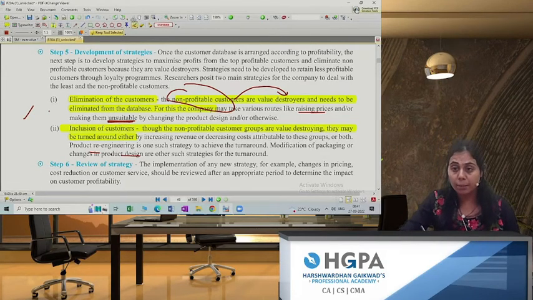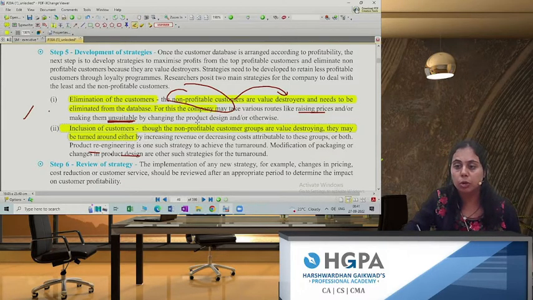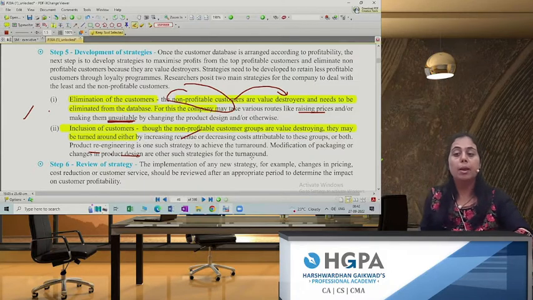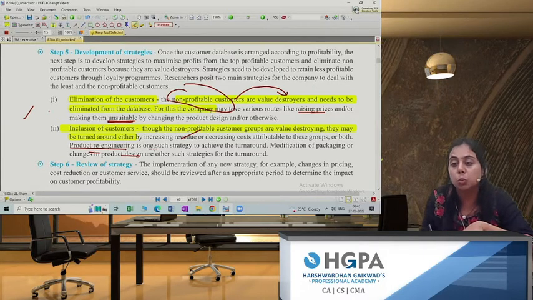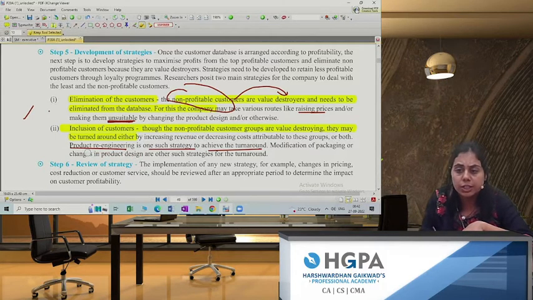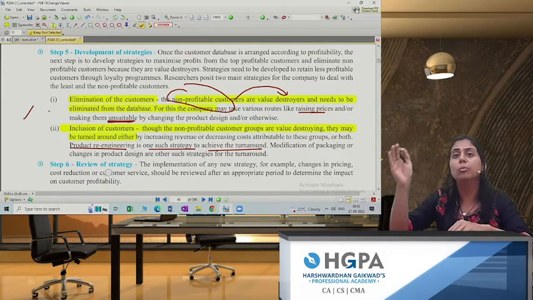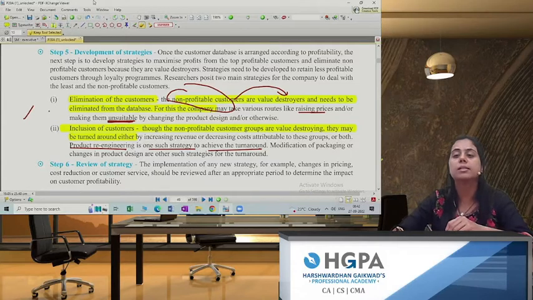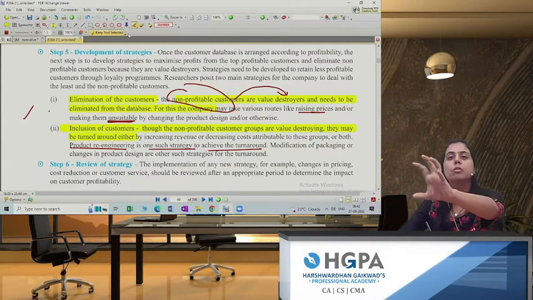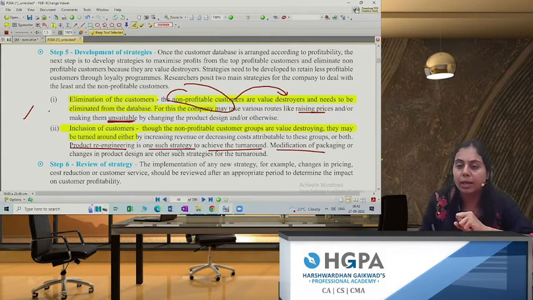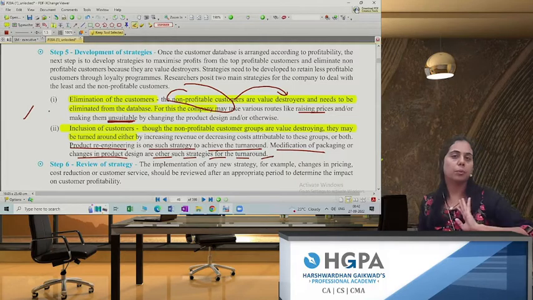But sometimes what happens, even though your product is non-profitable, you are trying product re-engineering, which is one of the strategies to achieve turnaround. We are doing a certain form of modification. We're changing the design of the product and we want to relaunch it, and we feel that this product can bring profit or will be successful in future. So directly we will not eliminate the customer, we will include the customer. Modification of the packaging or changes in the product design are other such strategies for the turnaround.